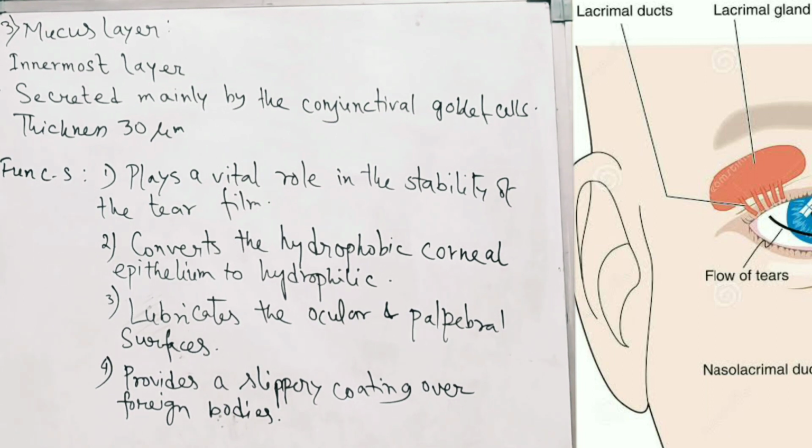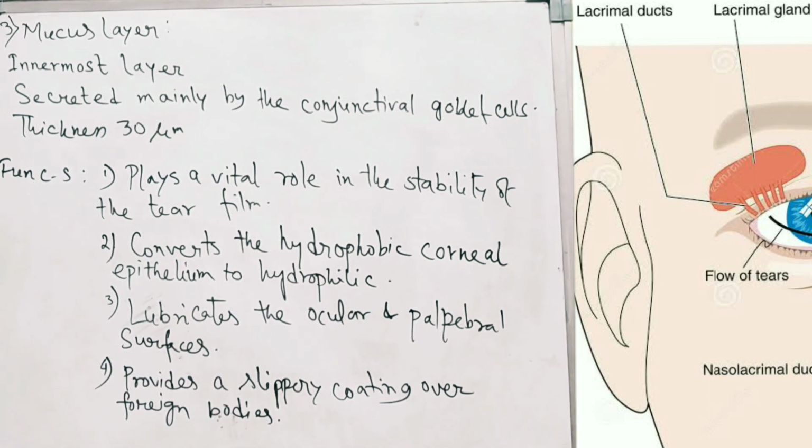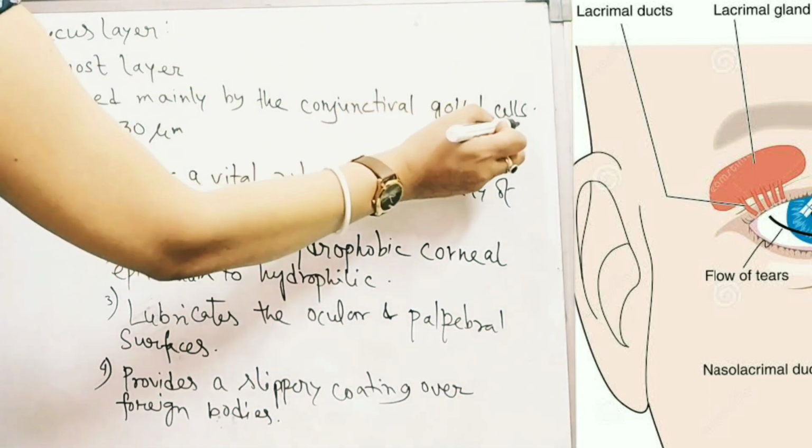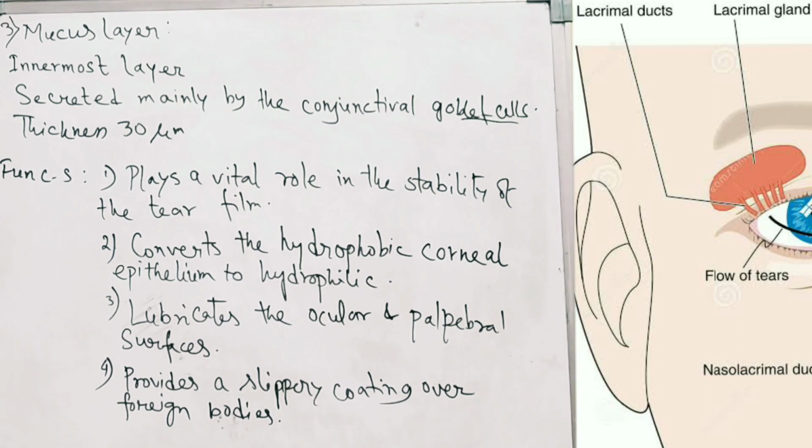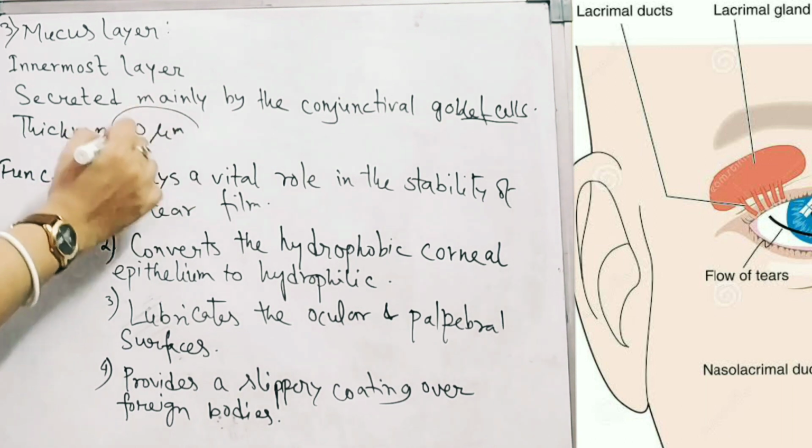Now the mucous layer, which is the innermost layer, and it is secreted mainly by the conjunctival goblet cells. Generally, we know that the goblet cells secrete mucus, and mucus is not only present in the tear film but also present as a protective layer in many parts of our body. The thickness of this layer is 30 μm.